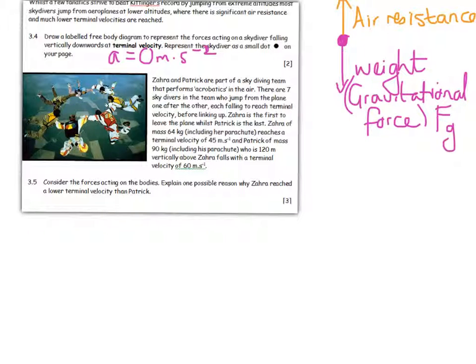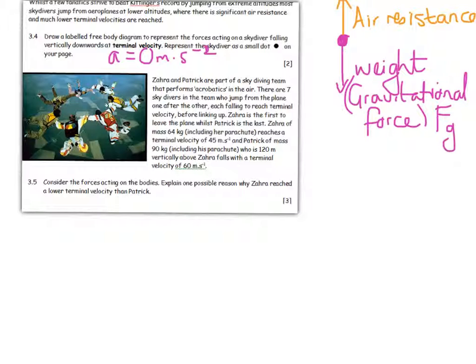Then we've got Zara and Patrick. They're part of a skydiving team that performs acrobatics in the air. There are 7 skydivers in the team who jump from the plane one after another, each falling to reach a terminal velocity before linking up. Zara is first to leave the plane and Patrick is last to leave the plane.